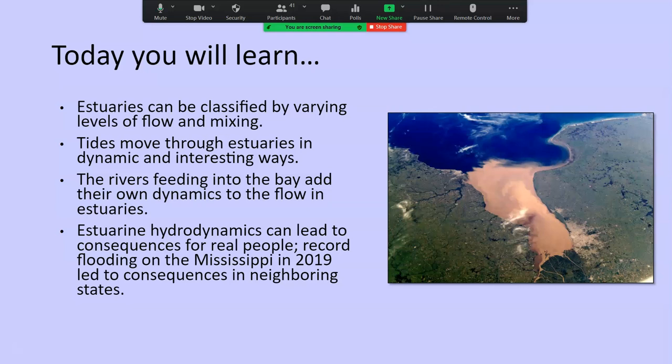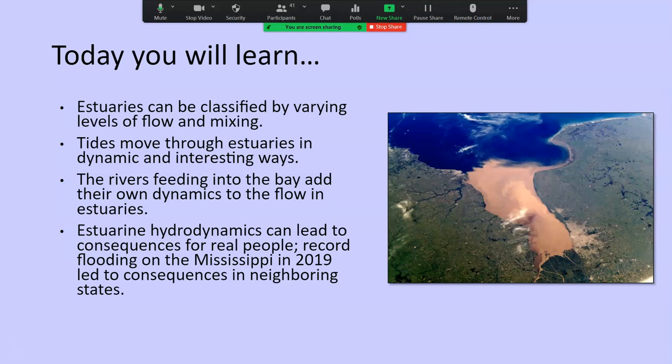The learning goals for today are to understand that estuaries can be classified by varying levels of flow and mixing, that tides move through estuaries in dynamic and interesting ways, that the rivers feeding into the bay add their own dynamics to the flow in estuaries, and that estuarine hydrodynamics can lead to consequences for real people, including record flooding on the Mississippi in 2019, which also led to consequences in neighboring states. So that was pretty far-reaching.